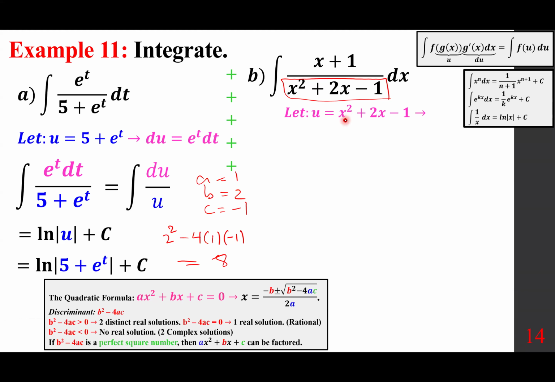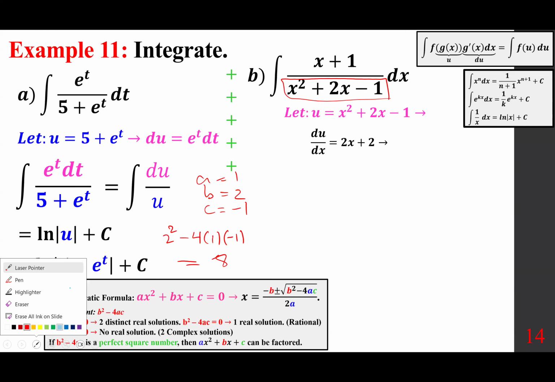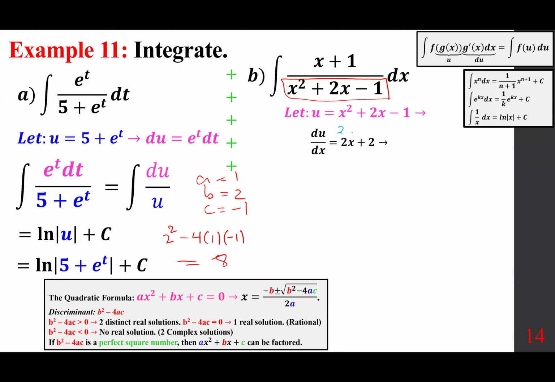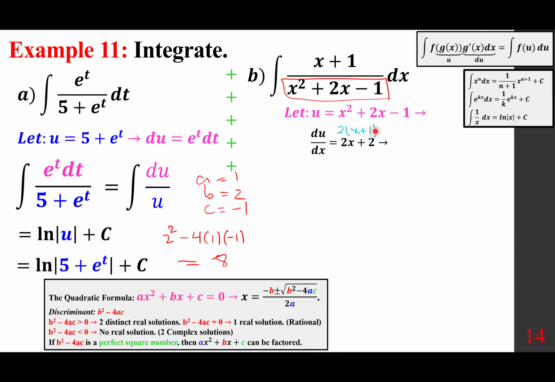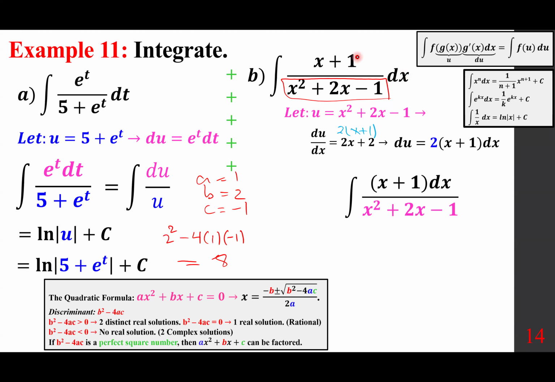If I differentiate this, I get 2x plus 2, or two times x plus 1. Therefore, du is 2 times x plus 1 dx. I'm going to put the dx next to the numerator. And as I mentioned before, you can solve for dx, and that's what many texts do. But the easy way out: this number is missing, and it's a number. Put it in. Undo it with its reciprocal.